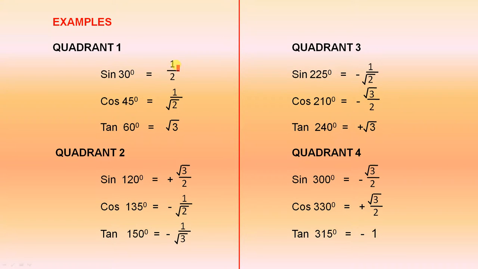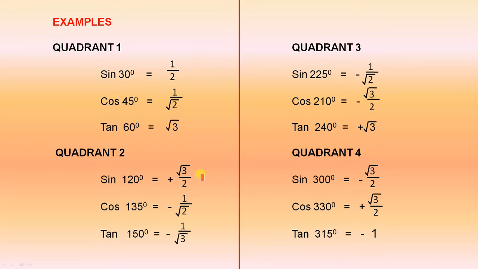Some examples. In quadrant 1, the sine of 30 is a half. Now all these are exact values. The cos of 45 is 1 over root 2, and the tan of 60 is the square root of 3. And these are all obtained from the table we saw in the previous video.